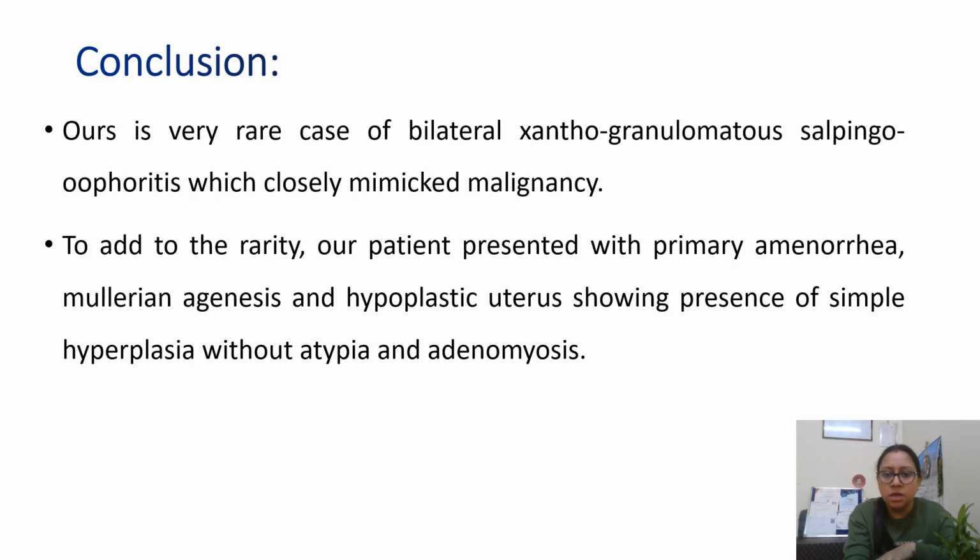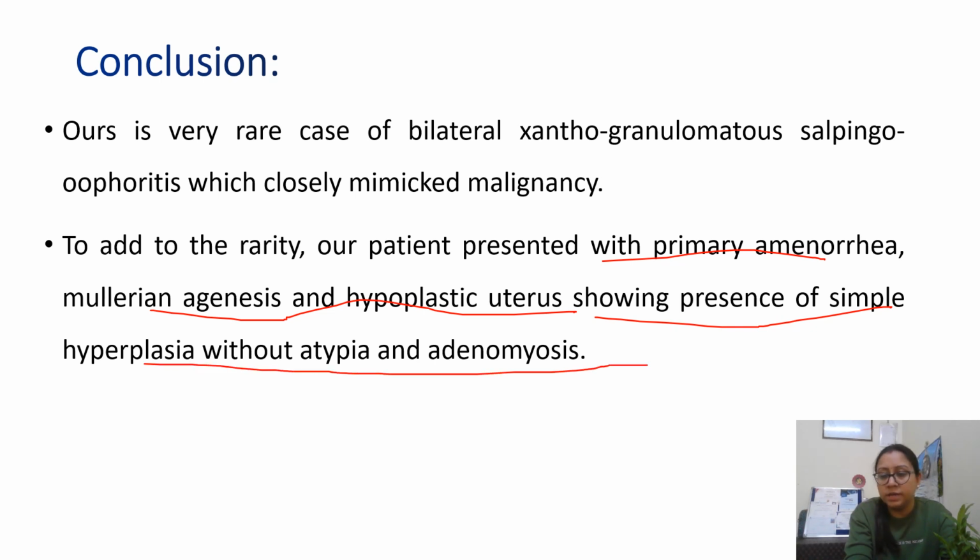this rare entity. And to add to this rarity, the lesion was present in both tubes and ovaries bilaterally, and it was mimicking malignancy. And the third rarity was that it presented in a patient with primary amenorrhea, Mullerian agenesis, and hypoplastic uterus. This uterus also showed simple hyperplasia without atypia and adenomyosis. So many pathologies we could detect with a proper, vigilant, detailed histopathological evaluation.